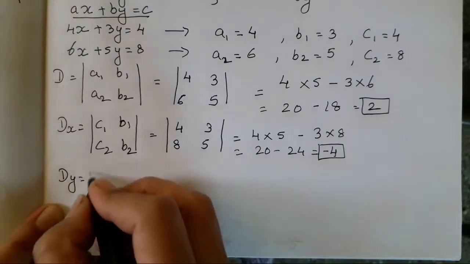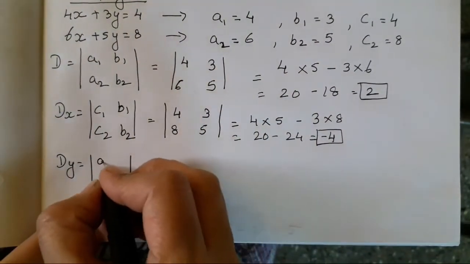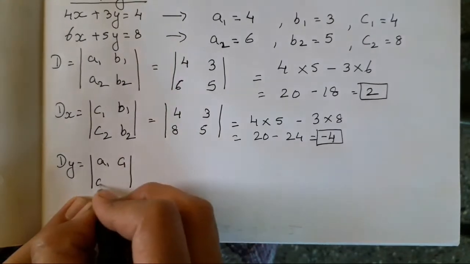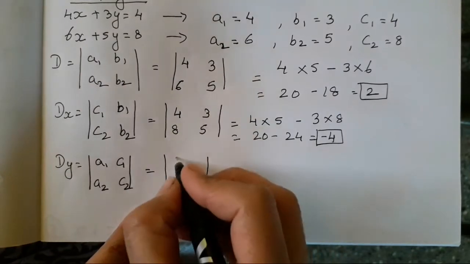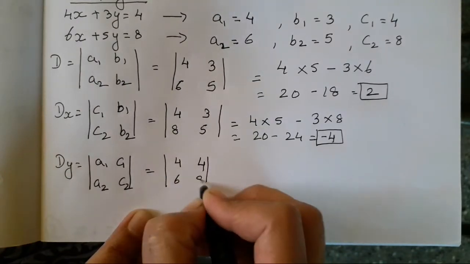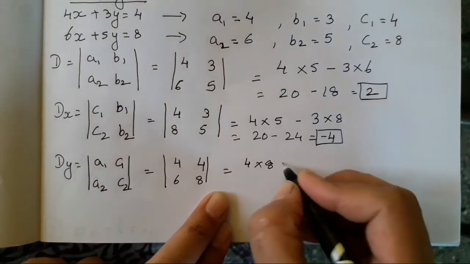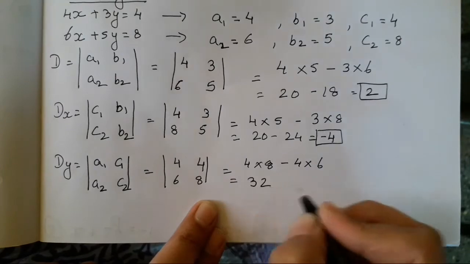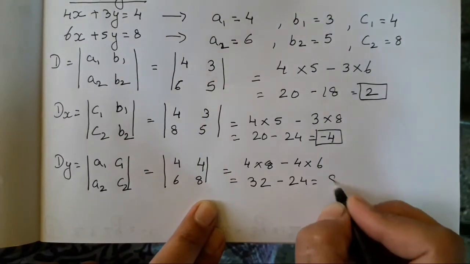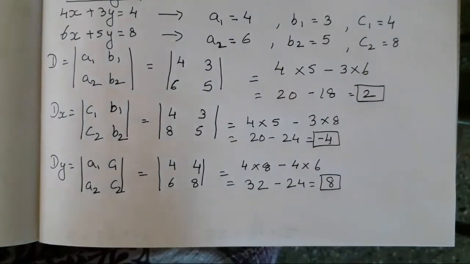Dy, for Dy, a1 c1 a2 c2, 4 4 6 8, cross multiply it, 4 into 8 minus 4 into 6, so 4 8s are 32 minus 24 is equal to 8. So you have got all the three values of D, Dx and Dy.